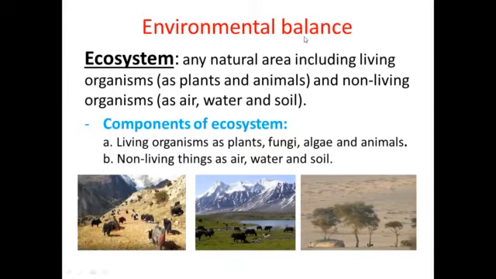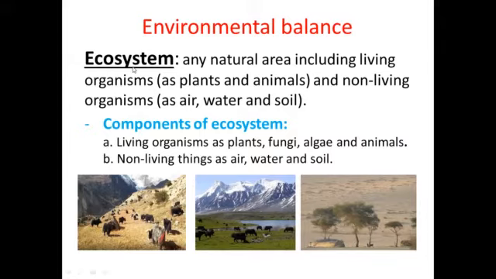To know what environmental balance is, let's look at the following figures and conclude the concept of environmental balance. First, as we can see in the following figure, we can see some plants, some animals, water, soil. These components contain some living organisms like plants and animals, and non-living ones like water and soil. So these components together are called an ecosystem.